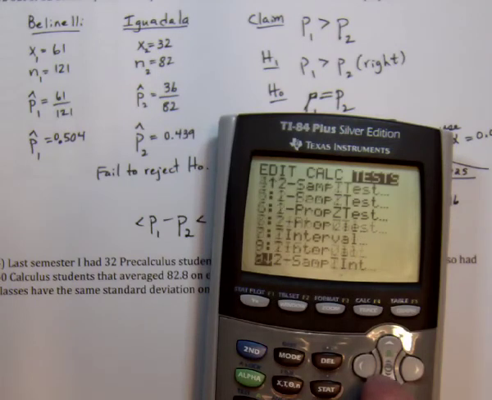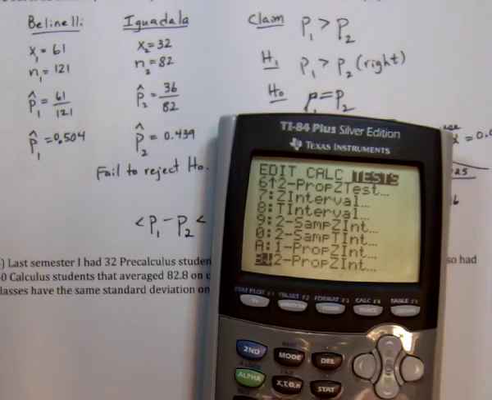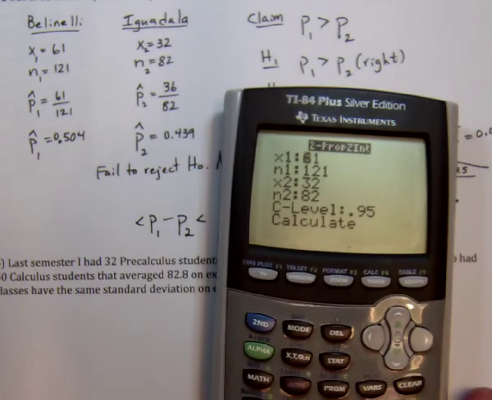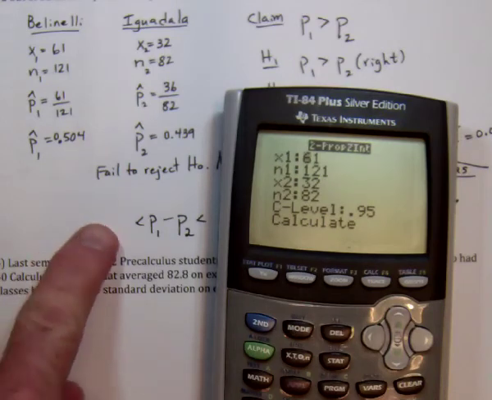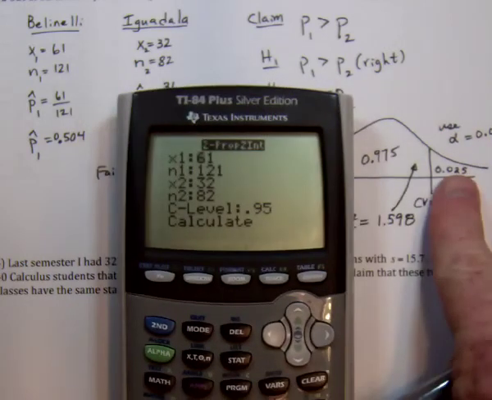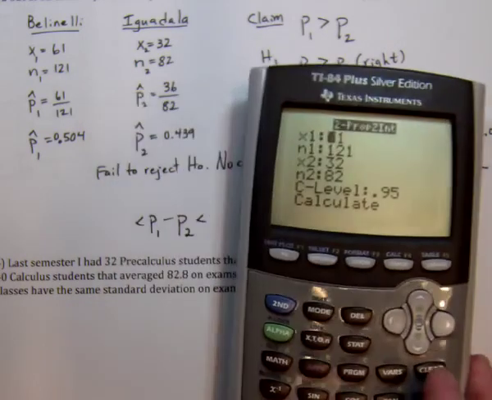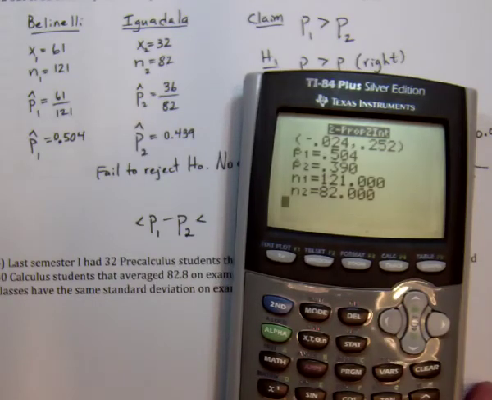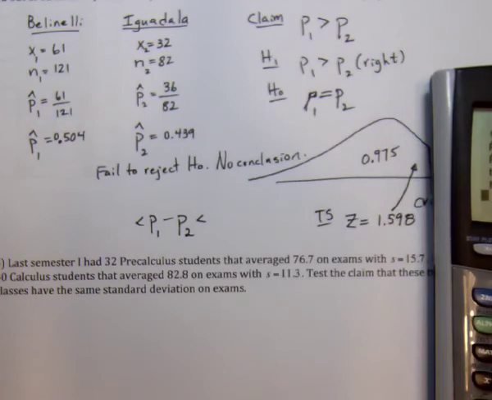So down here to intervals, it's got to be 2 proportions, so it's, what's that, the 12th one in the list. The information is still there. We're using 95% level, that way it's going to take 5%, put half of that, or 2.5% on this side, 2.5% on the other side, which is what I did for this one. And then calculate.